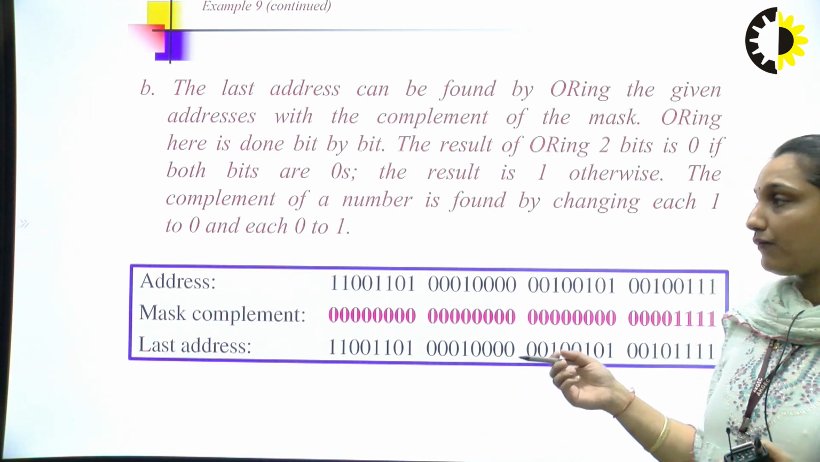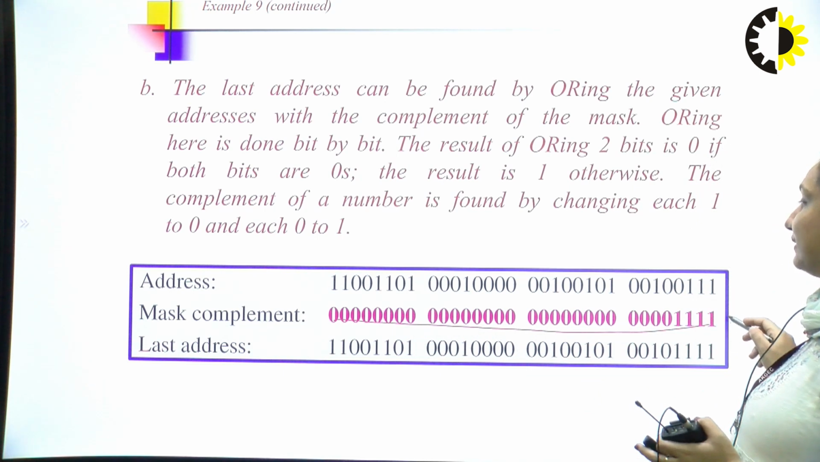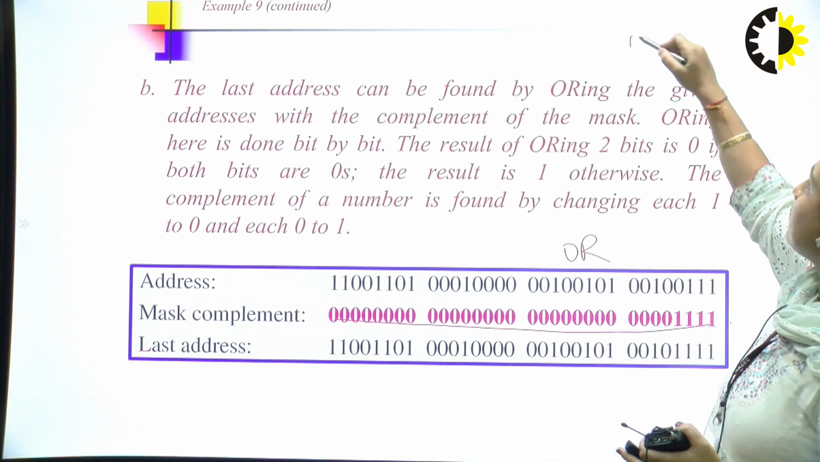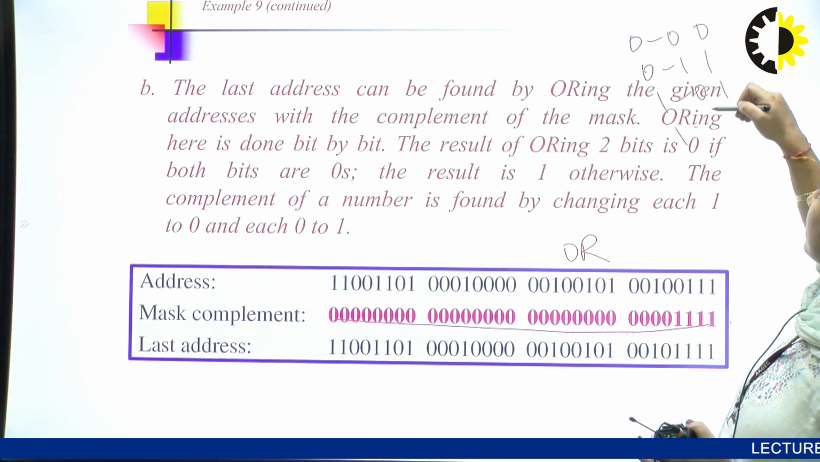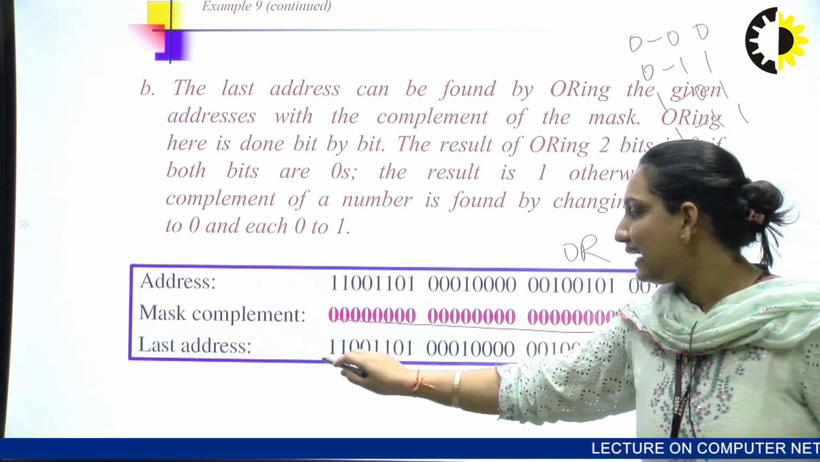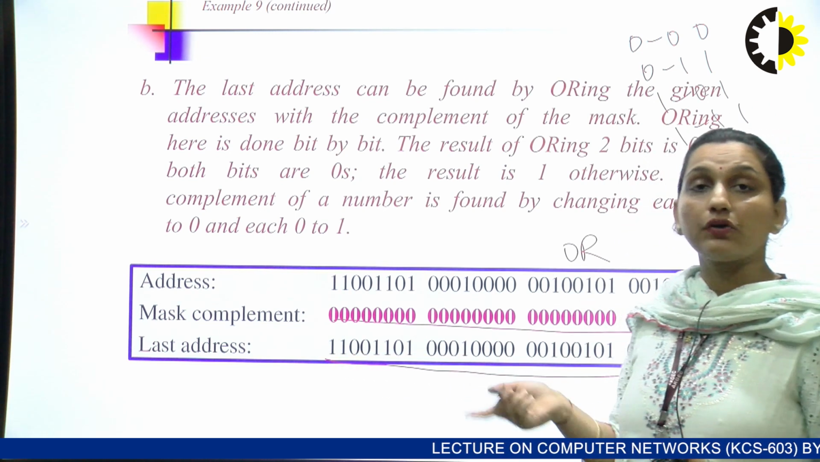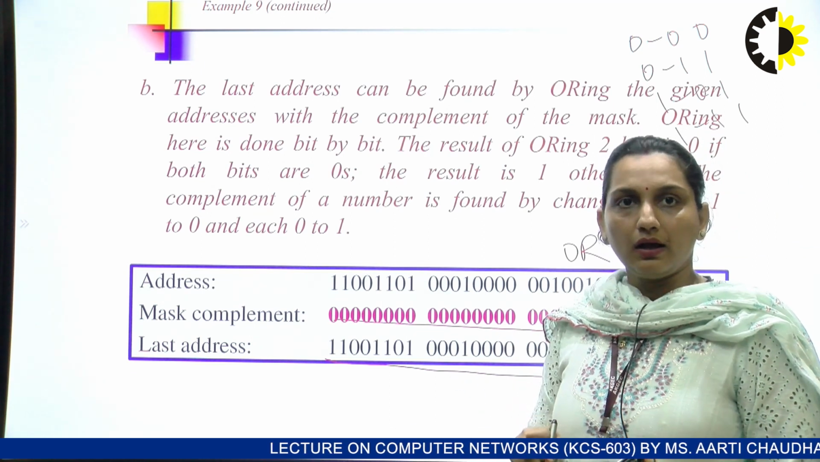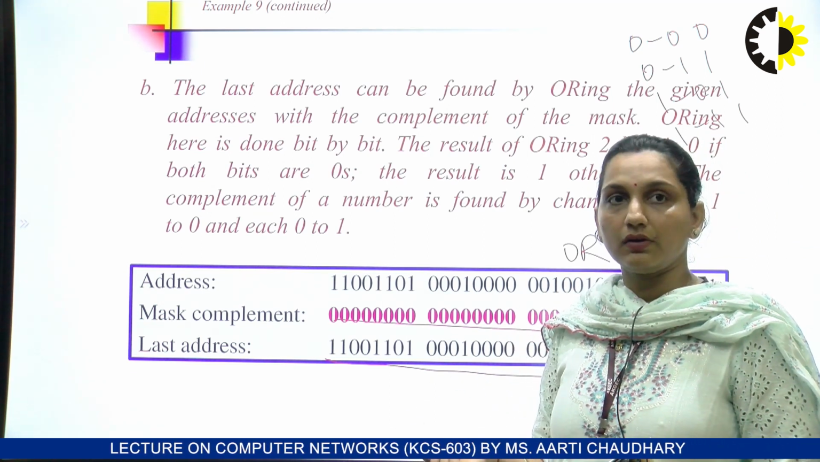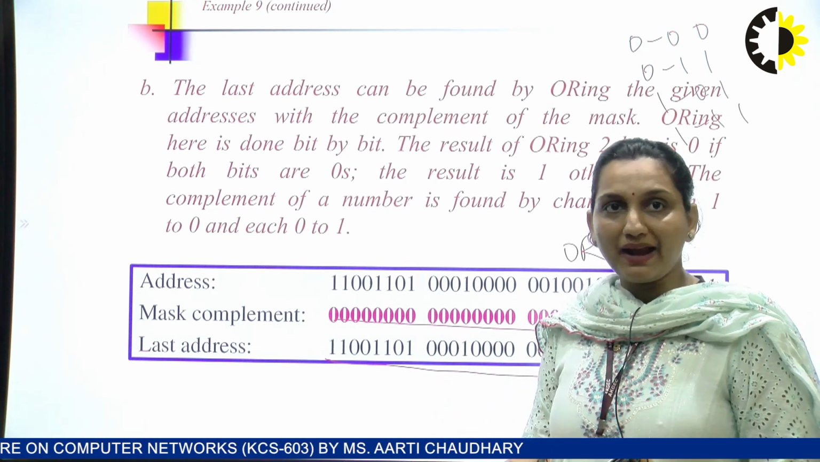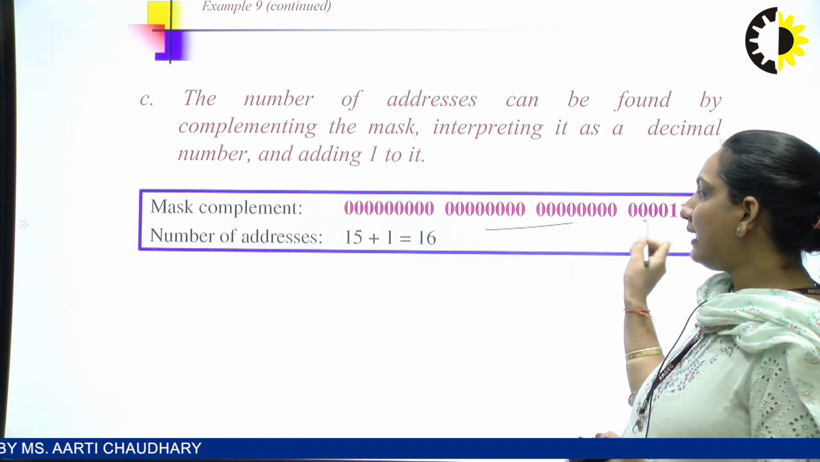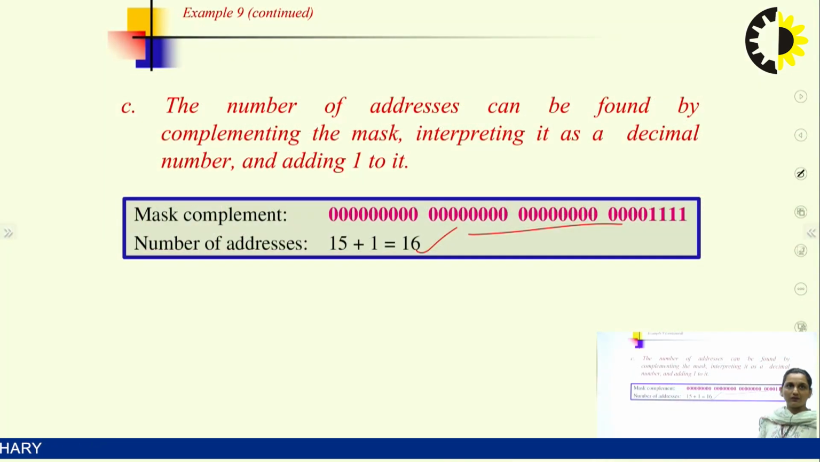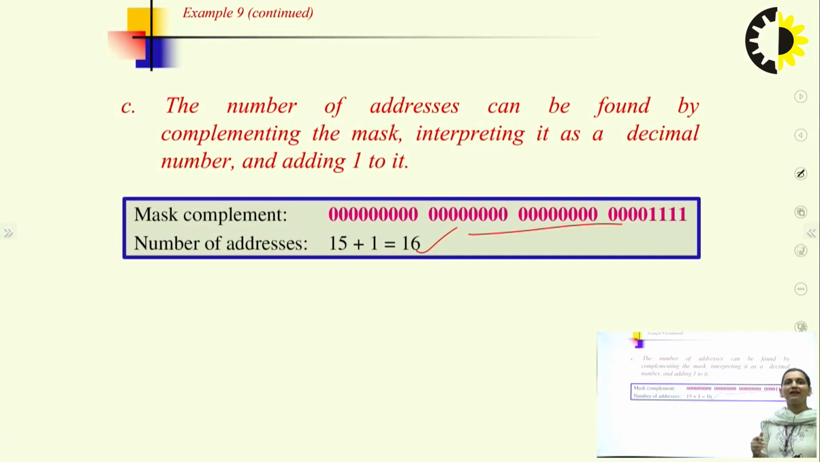For the last address, what we have to do is complement the mask and then OR it. So in the OR case, 0 0 0 0 1 1 1 0 1 1 1 1. What we get is the last address. For the first address, we AND with the default mask. For the last address, we complement the default mask and OR it. So this is a shortcut to calculate the first address and the last address when you are using a subnet here.